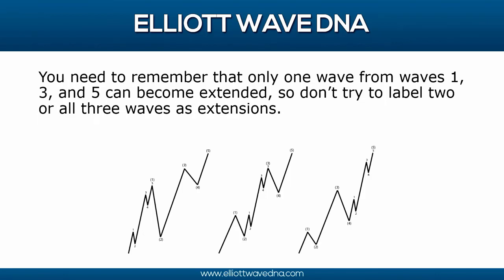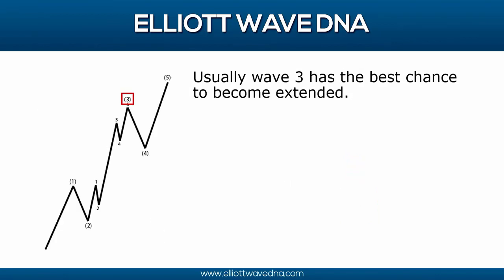You need to remember that only one wave from waves 1, 3, and 5 can become extended, so don't try to label 2 or all 3 waves as extensions. Usually, wave 3 has the best chance to become extended.